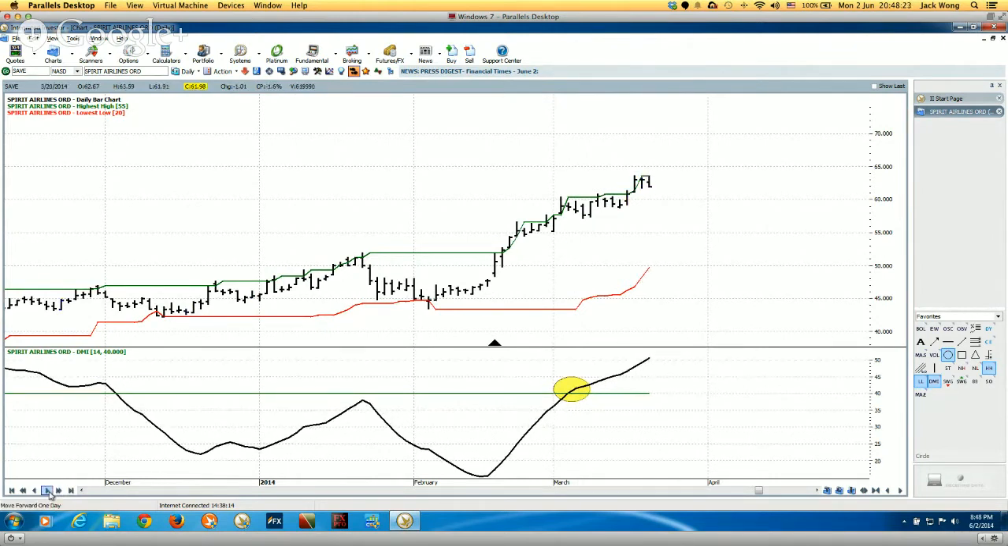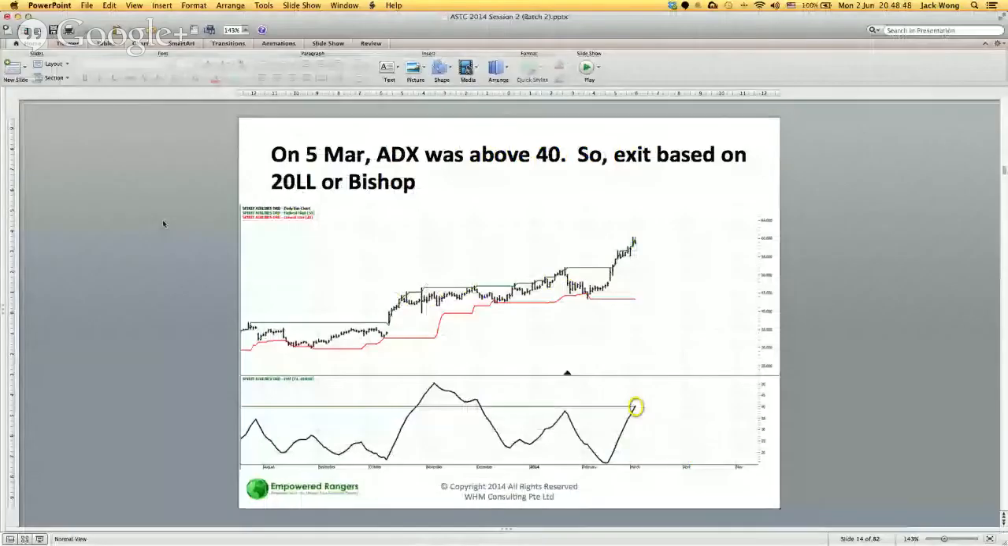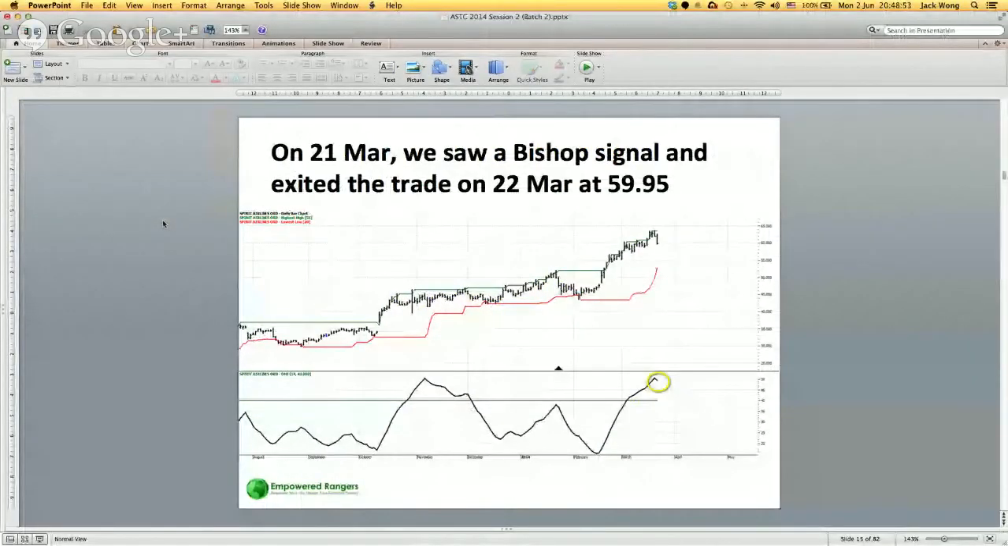So finally, if I'm not wrong, on the 21st, you see that the B-shop happens. As soon as we see the ADX line drop, that's the time we exit the trade, even though the stock has not hit the 20-day low. That's the strict application of the system. Now I'm going back to my chart. I don't need to flash all this because I have explained it to you. The B-shop signal happened on the 21st of March, so we exited the position the next day when the market opened.